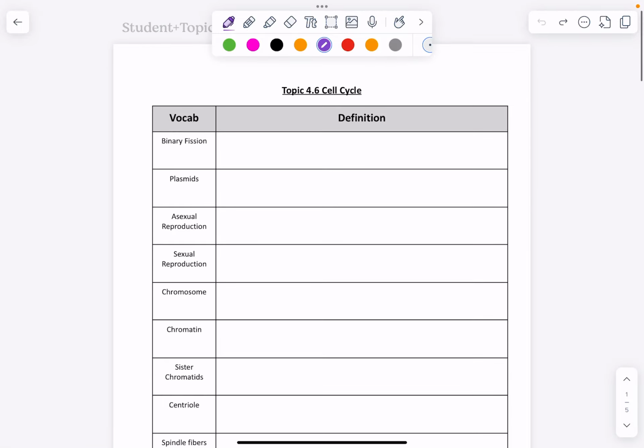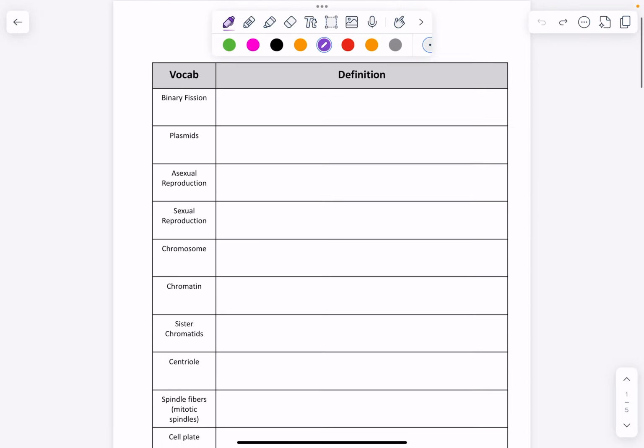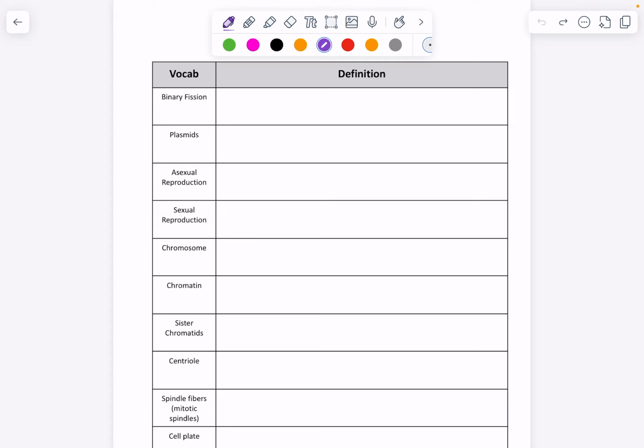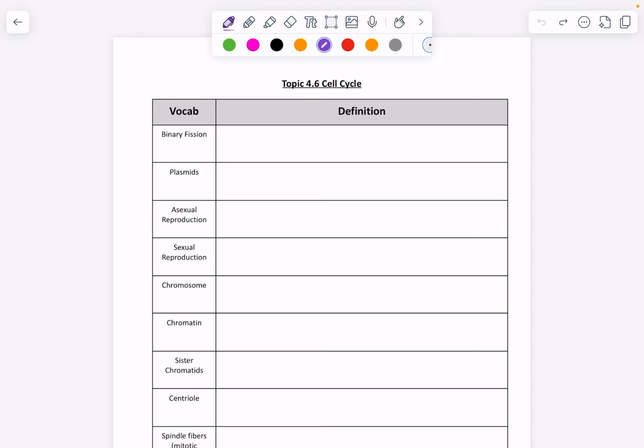Hi, everyone. I'm going to be giving my best Mr. Anderson impersonation today. So we are going to look at topic 4.6 for the cell cycle.